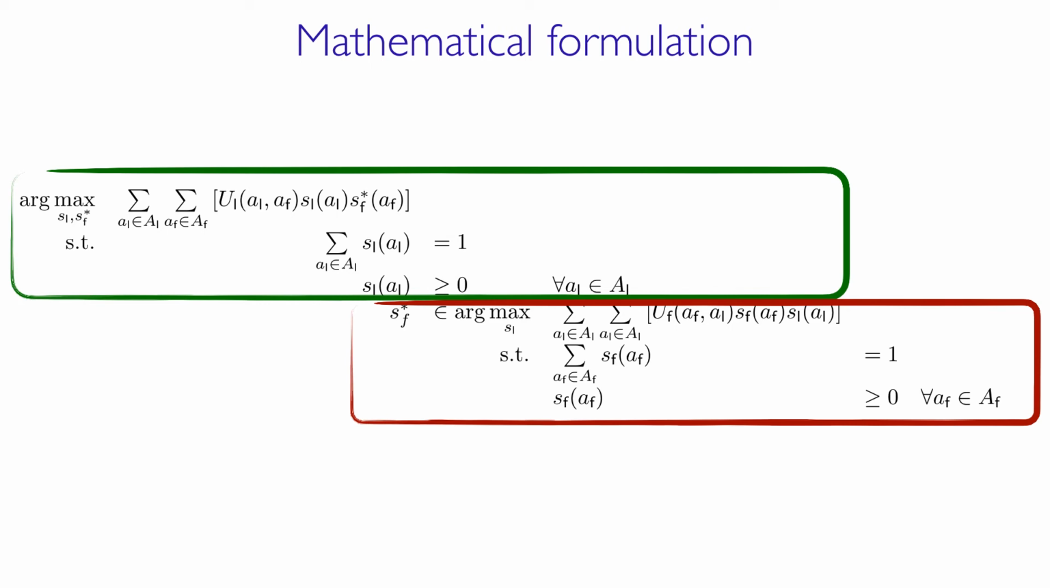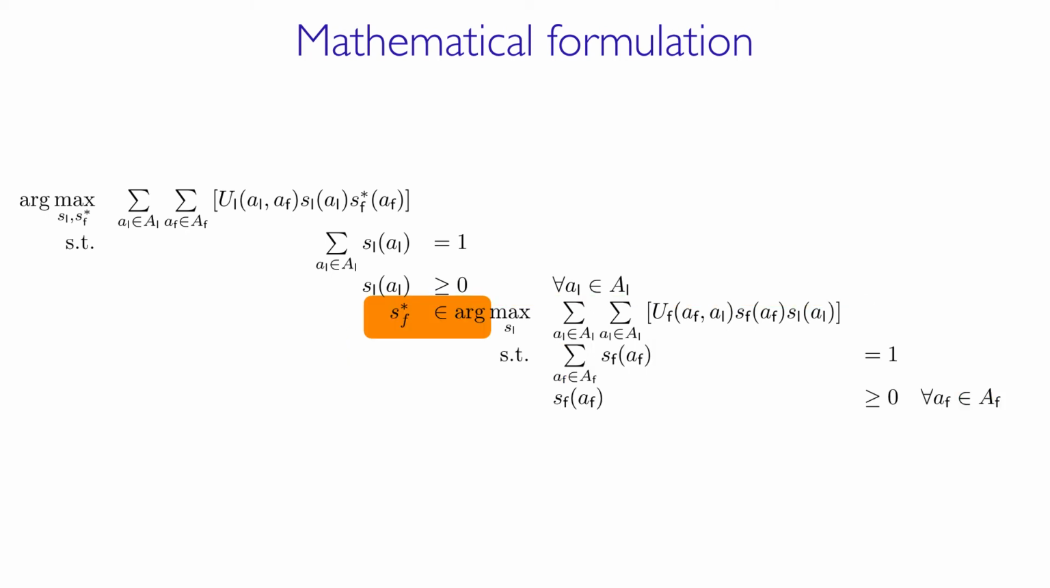In red, we have the second level optimization problem. The objective function is the utility function of the follower. The constraints are that the follower strategy is well defined. The connection between the first and the second levels is that the variable sf star of the first optimization level is an optimal solution of the second level optimization given the strategy SL, that is the strategy of the leader.